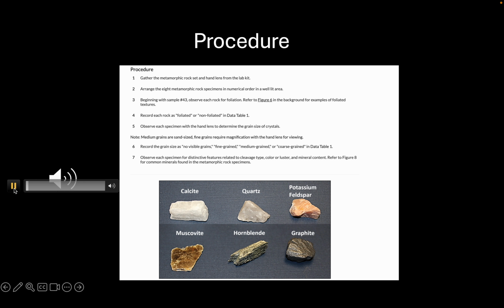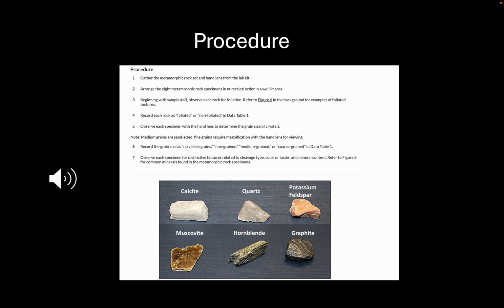The procedure is laid out simply in HOL Science Interactive. Gather the metamorphic rock set and hand lens from the lab kit. Arrange 8 metamorphic rock specimens in numerical order in a well-lit area. Beginning with sample number 43, observe each rock for foliation. Refer to figure 6 in the background for examples of foliated textures. Record each rock as foliated or non-foliated in data table 1.